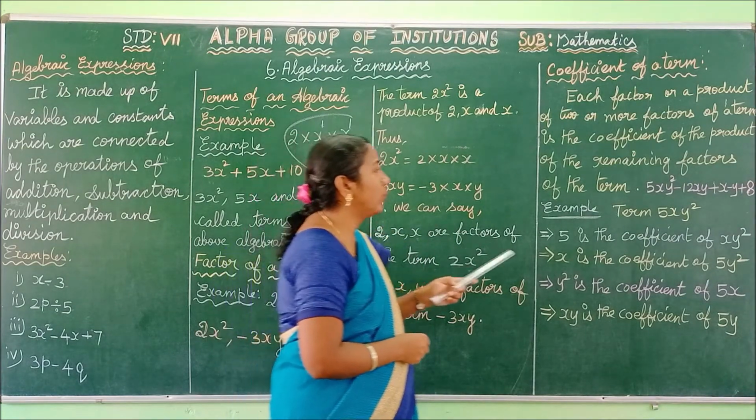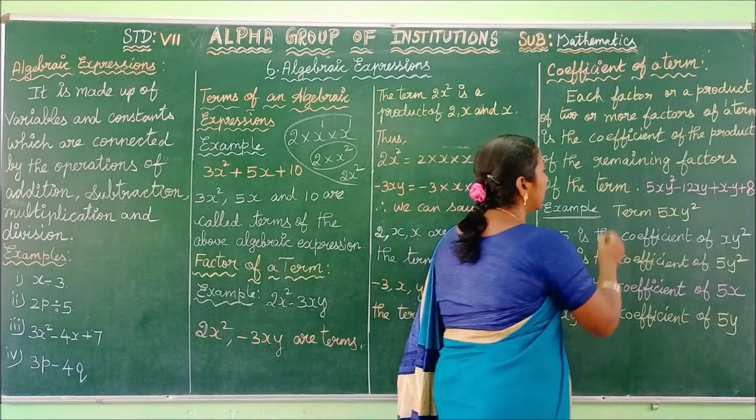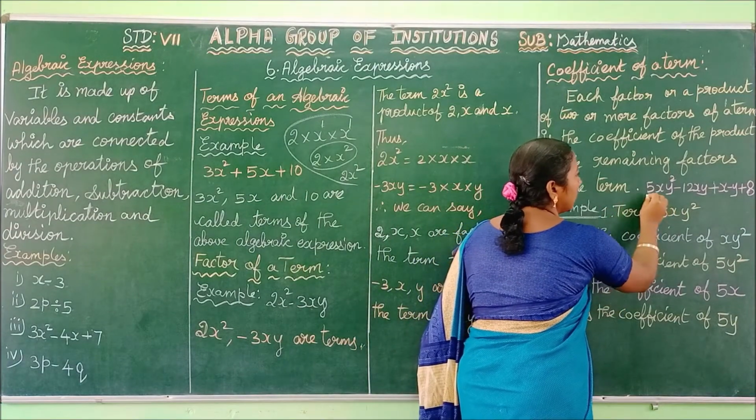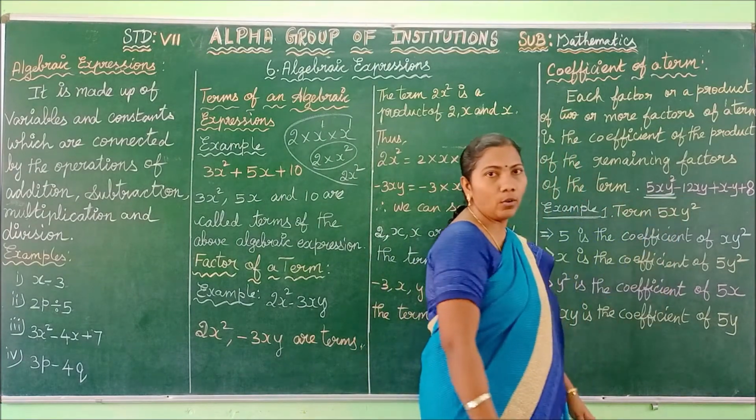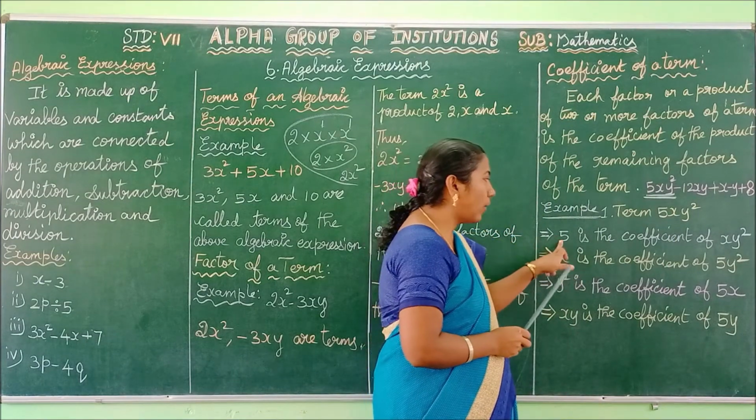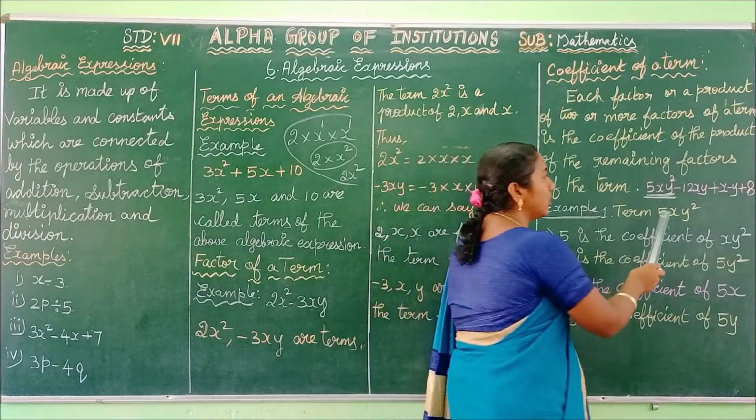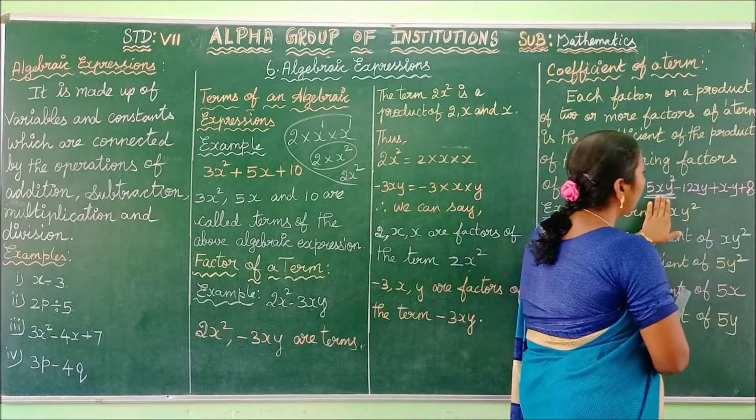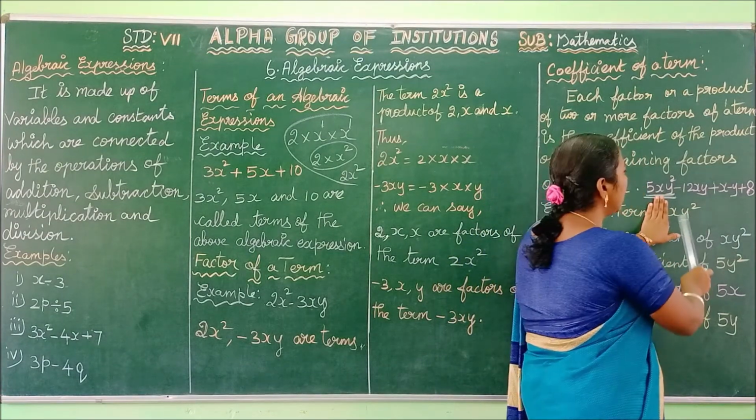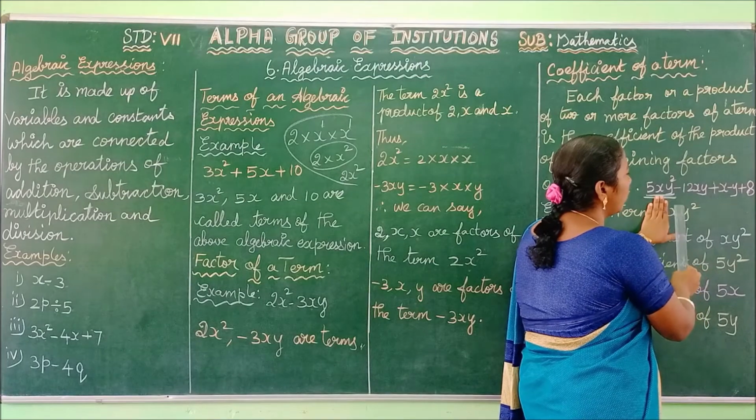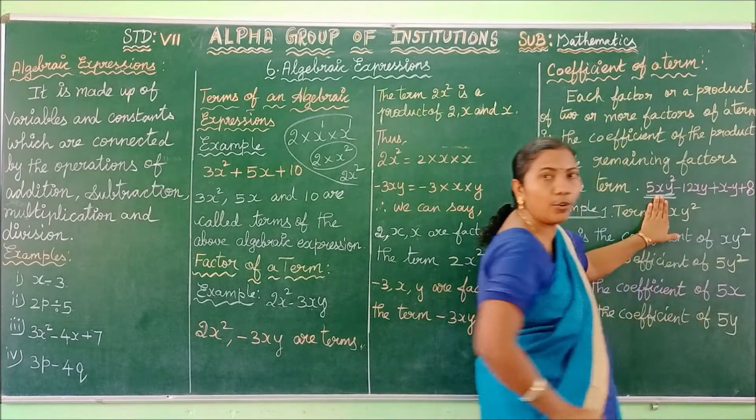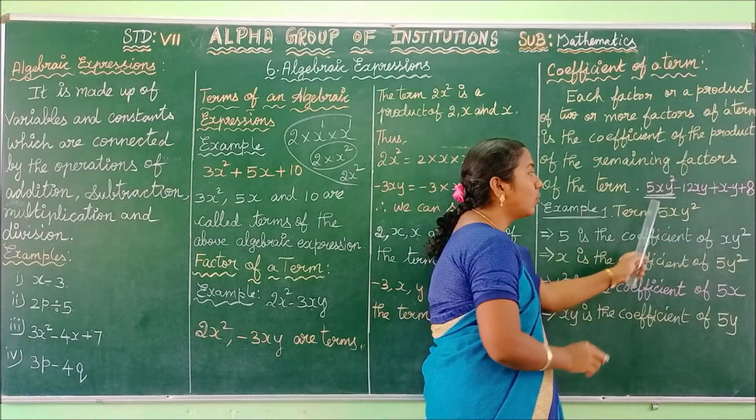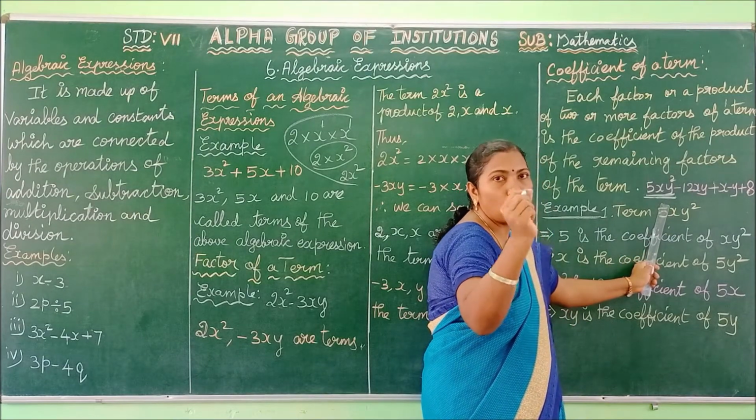Listen carefully. First we consider the first term. What is the first term? 5xy square. 5 is called the coefficient of xy square. You have to hide the 5 and say the remaining variables. 5 is the coefficient of xy square. Do you understand? 5 is the coefficient of xy square.